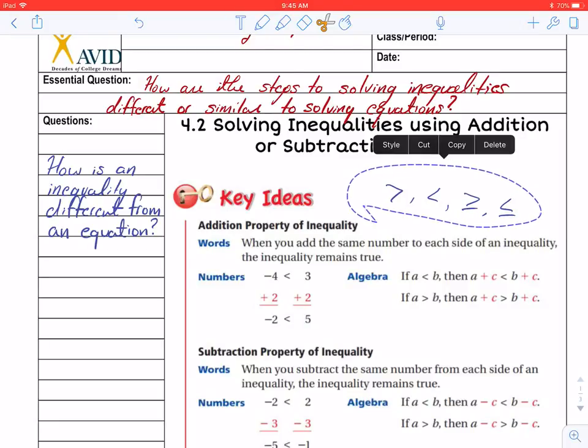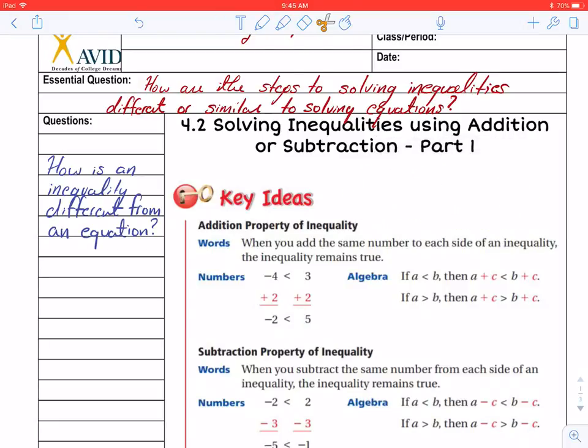Now, the steps for solving these inequalities, though, and solving the equations, solving for that variable in there, is actually the same thing due to what's called the addition property of inequality. So the addition property of inequality states that when you add the same number to each side of an inequality, the inequality remains true. And so we're given an example of an inequality here.